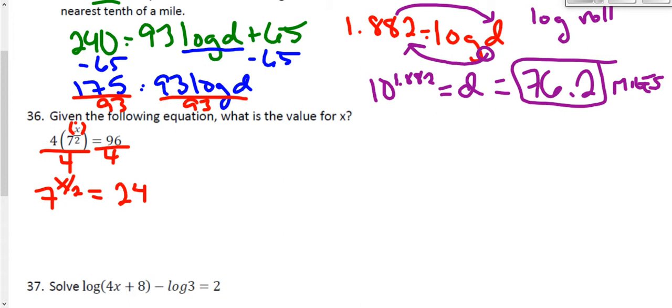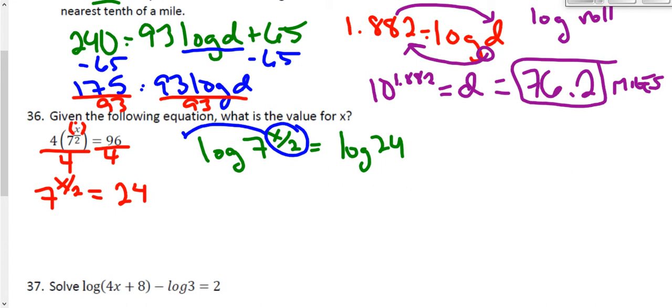The first one is to take the log of both sides. So I'm going to use a logarithm to rewrite this. So I have the log of 7 to the x over 2 power, and I'm going to do the log of 24. Now the reason that's helpful is because exponents get to move to the front of a logarithm. So that means that this is going to be x over 2 times the log of 7, which is going to be equal to the log of 24.